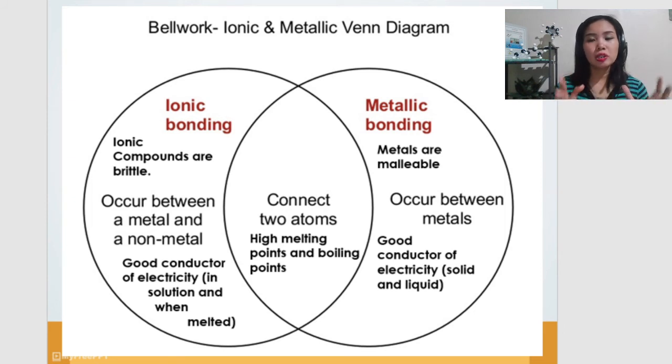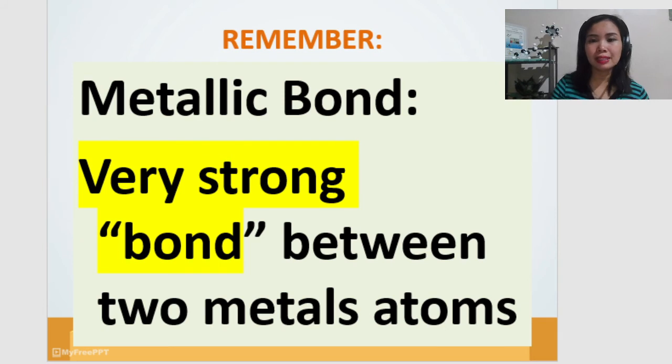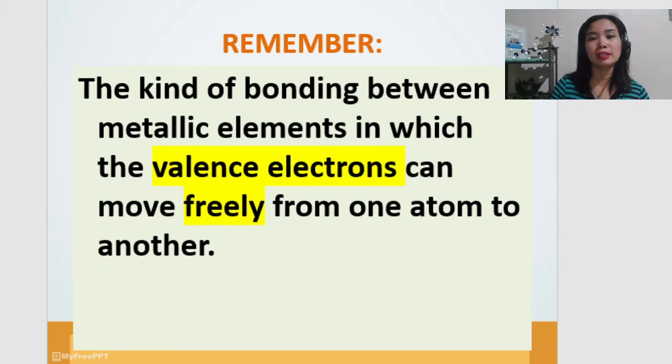Another one, ionic bond, in terms of a solution: when melted, they are good conductors of electricity. But the metallic bond, whether they are in a solid state or liquid state, they are really good conductors of electricity. Okay, so what makes them similar? They connect two atoms and they have what? Both high melting points and boiling points. Okay, so remember that metallic bond is a very strong bond between two metal atoms.